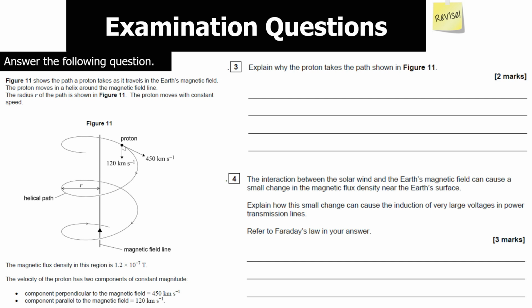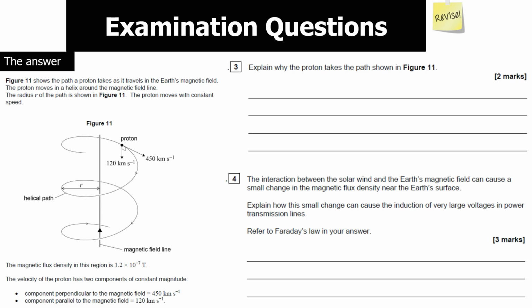The interaction between the solar wind and the Earth's magnetic field can cause a small change in the magnetic flux density near the Earth's surface. Explain how this small change can cause the induction of very large voltages in power transmission lines. Refer to Faraday's law in your answer. So pause the video now, then unpause the video when you want to go through your answer.